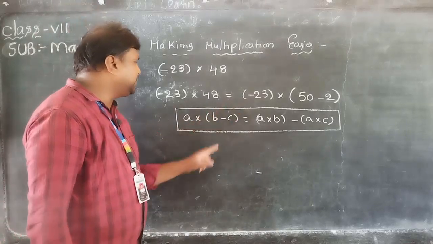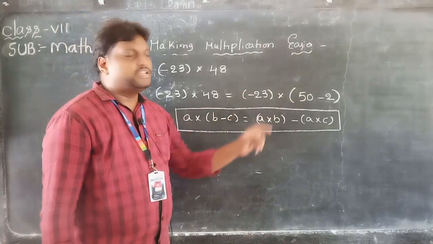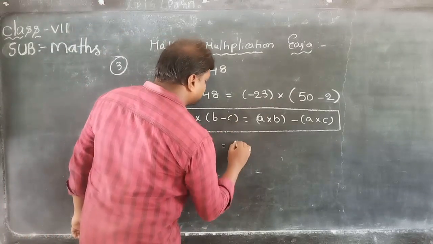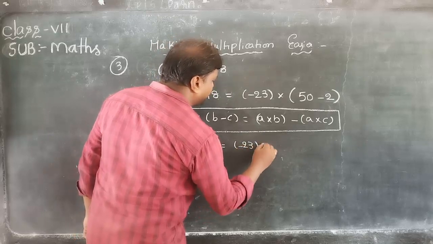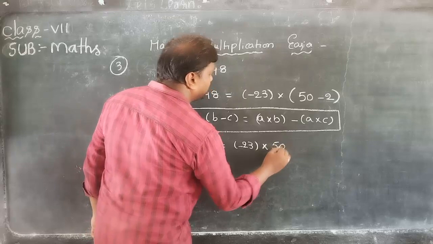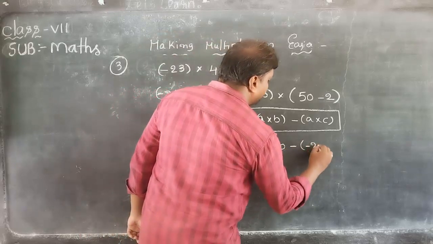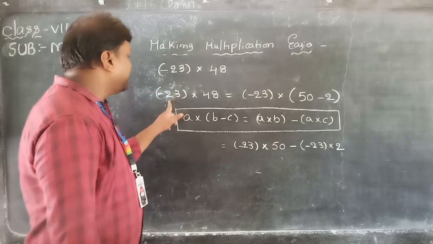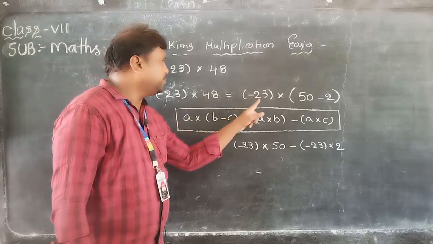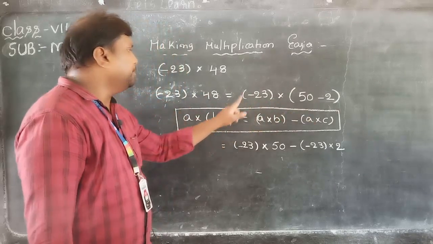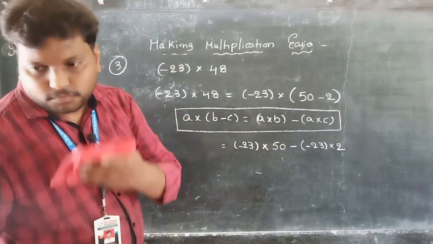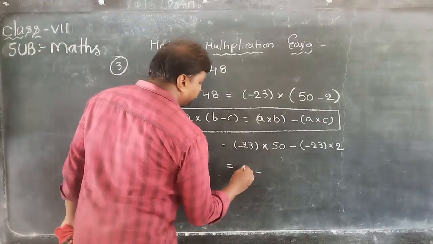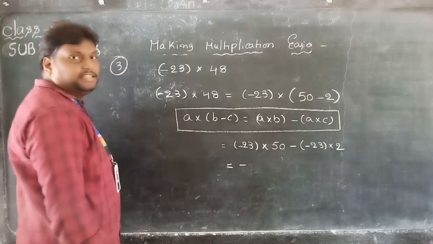Here in A place minus 23, B place 50 and C place 2 is there. That's why. Now we will start the problem. Minus 23 into B means 50, minus minus 23 into C means 2. See, minus 23 into 48, I am writing 48 as 50 minus 2, minus 23 into 50 and minus 23 into 2. See here, minus into plus is minus.